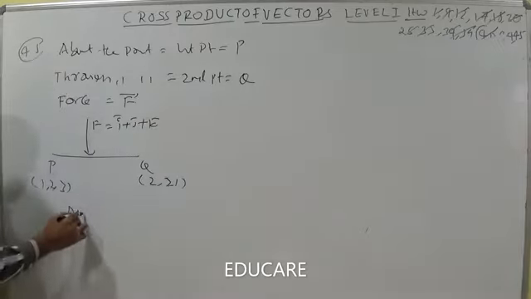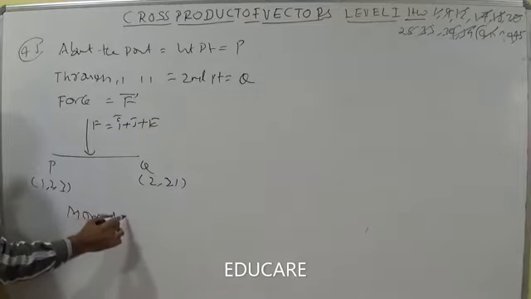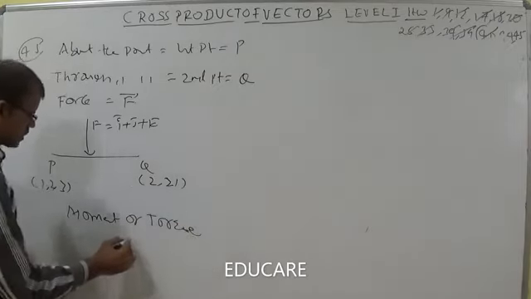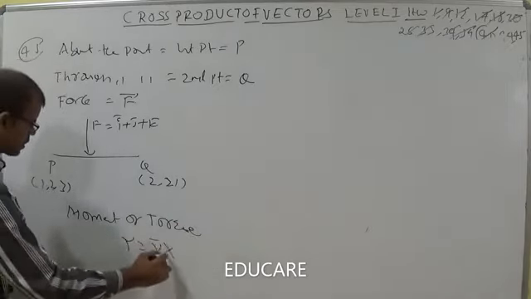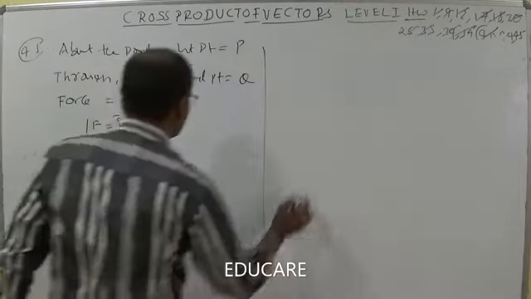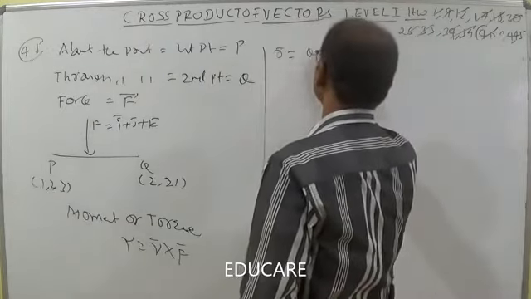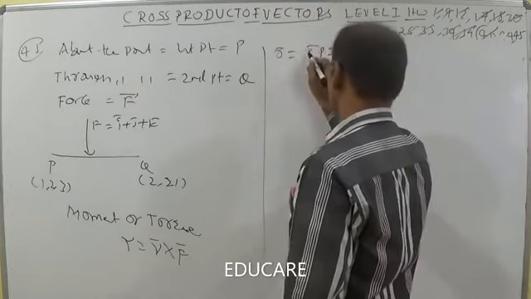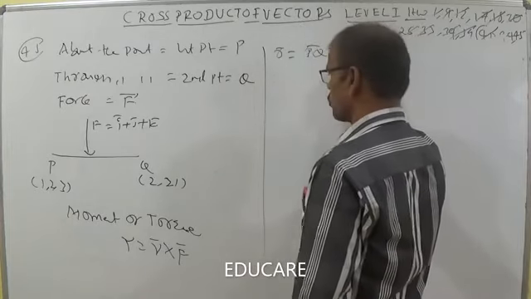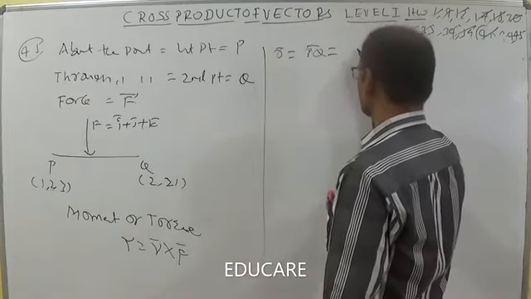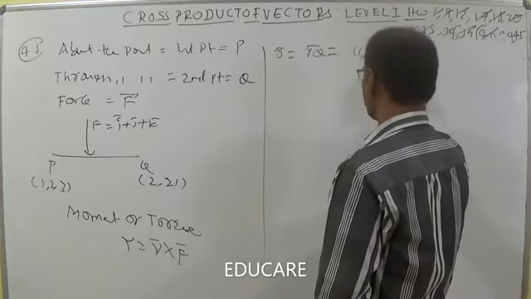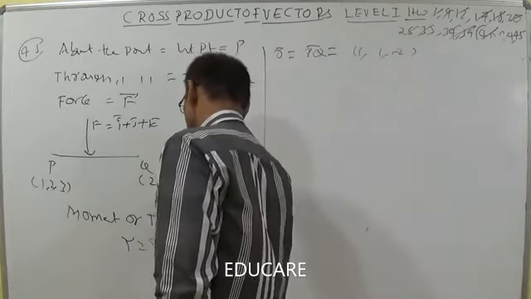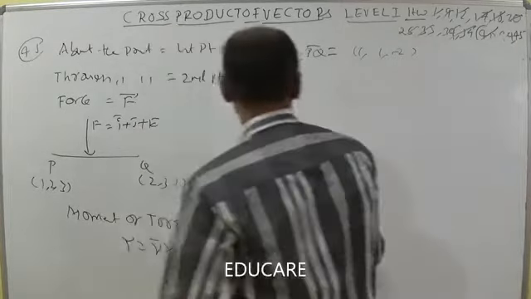Now moment or torque, indicate with the letter tau. Tau is equal to R cross F. What is R? QP is R. QP means go by the second letter, here PQ. Here PQ means R. OQ minus OP, you can write here 2 minus 1, 3 minus 2, 1 minus 3, which is 1, 1, minus 2. This is the 3 students. 2, 3, 1, 1, 2, 3.